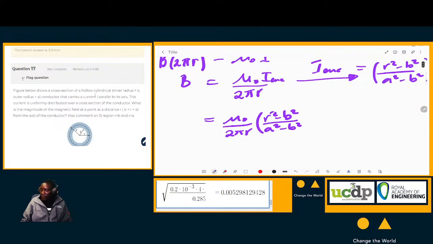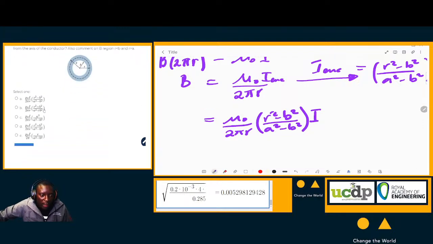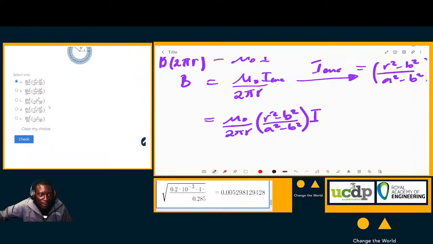So this is the field at the point shown by the dotted line, which is a distance r from the center, multiplied by I. So that's our solution: mu naught I over 2 pi r, multiplied by (r squared minus b squared) over (a squared minus b squared). So that will be our answer.